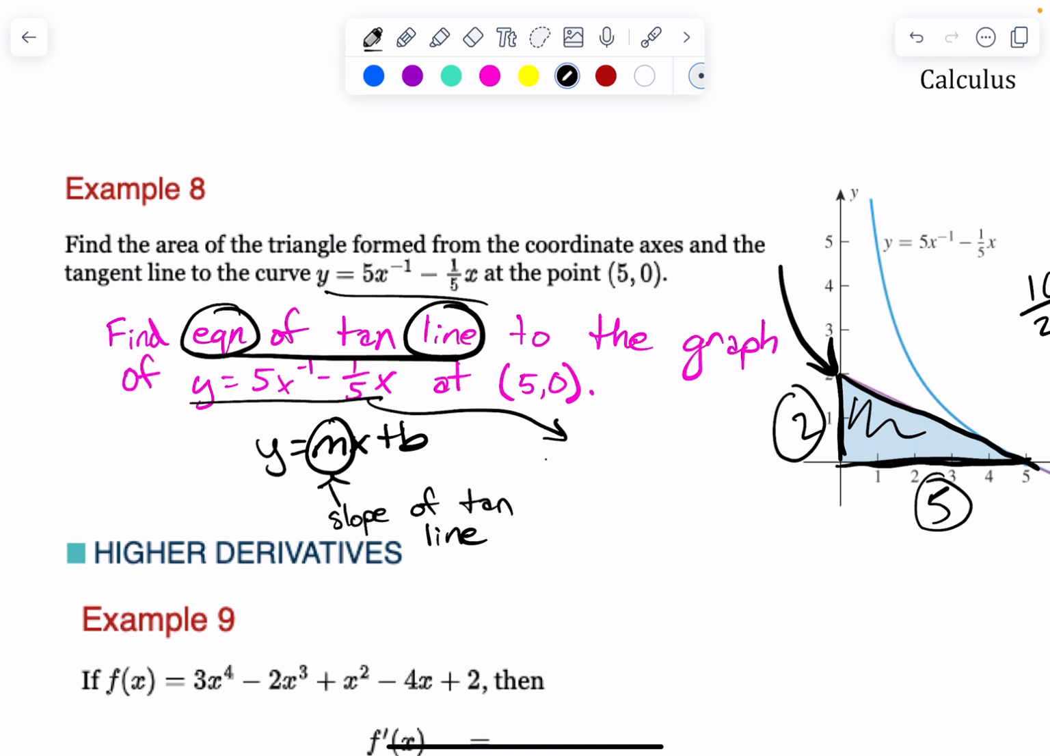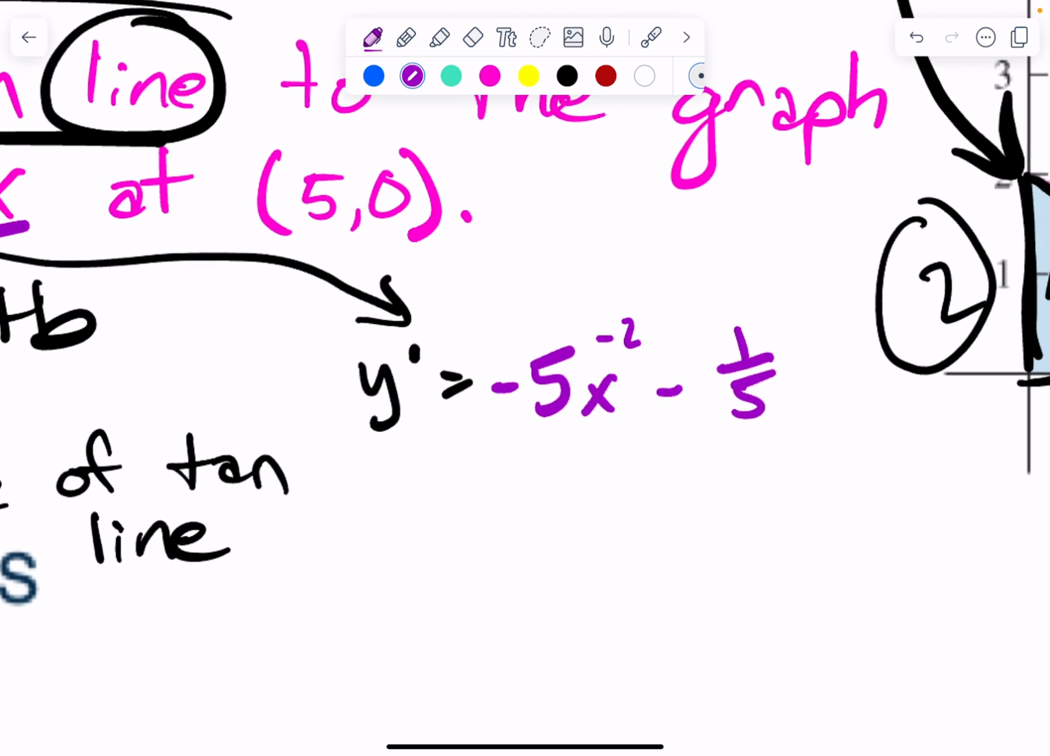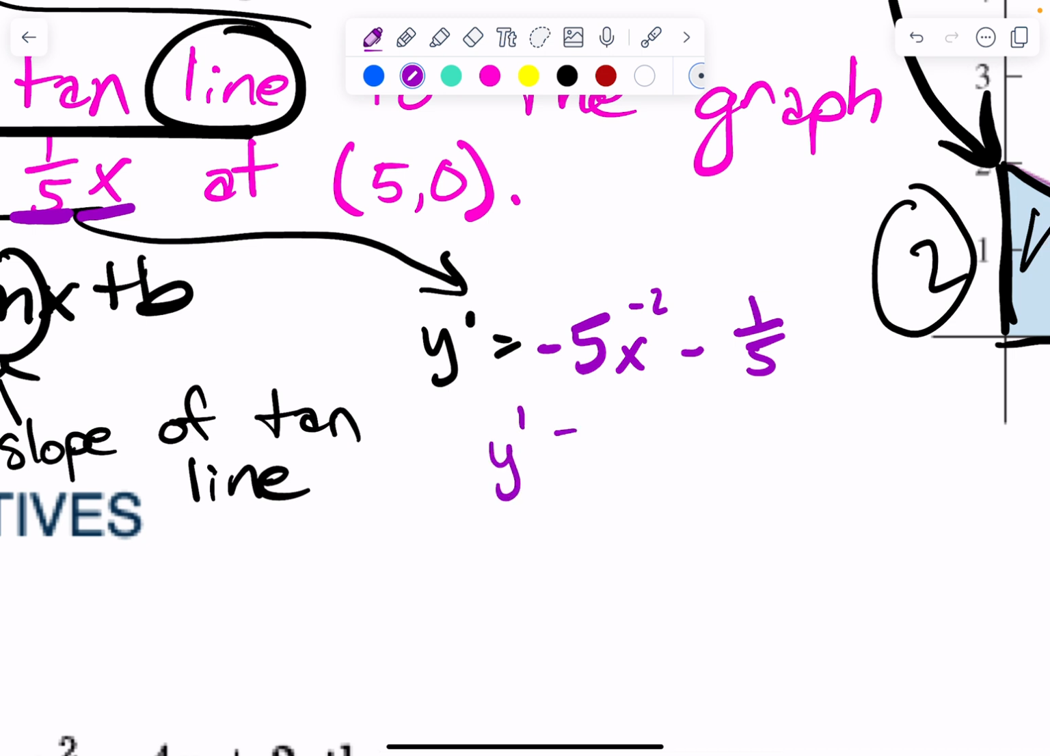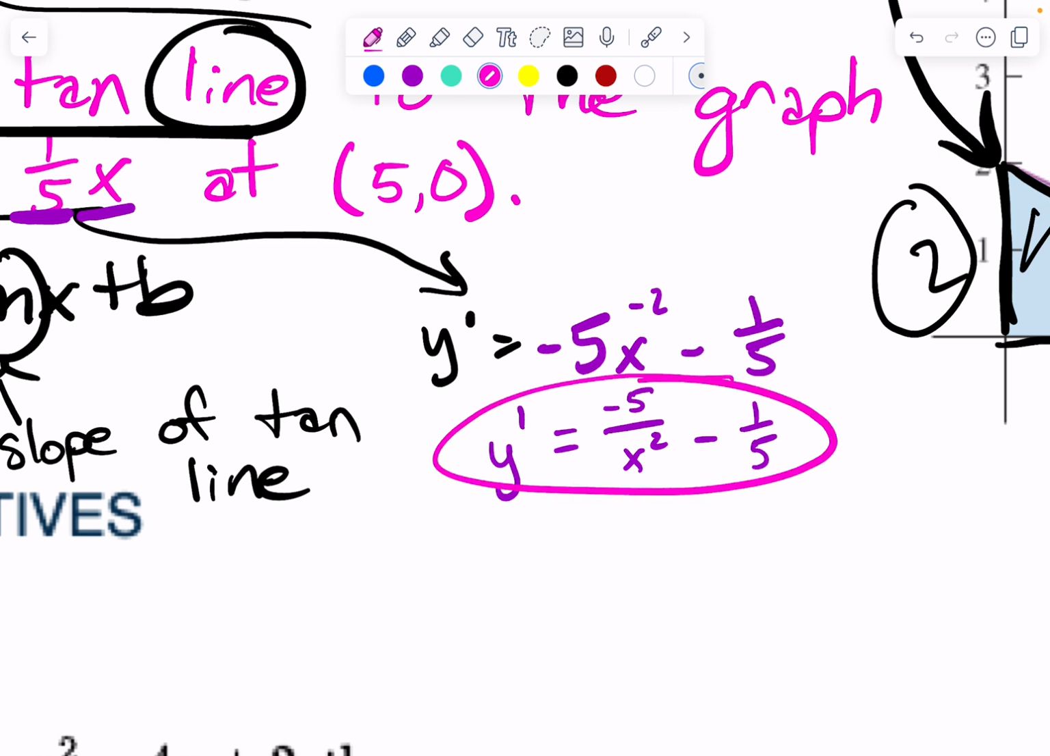All right, so y prime is what I'll call him. And if I find the derivative, I'm going to do the negative 1 down in front, right? So this is negative 5 x to the negative 2 power minus, here's my constant times my x again, so I just have 1/5, right? All right, I'm going to fix this. This y prime is equal to negative 5 over x squared minus 1/5, right? So that's what he looks like. Okie dokie. Here we go. Now that's my derivative. This is the slope of my tangent line, right?